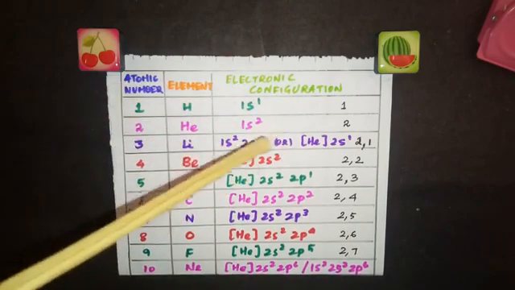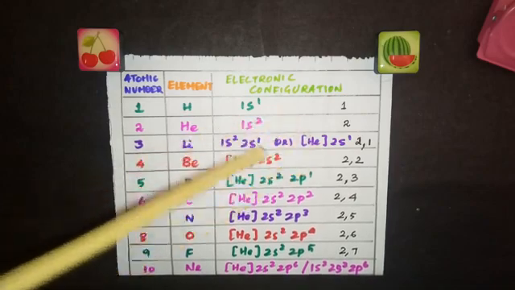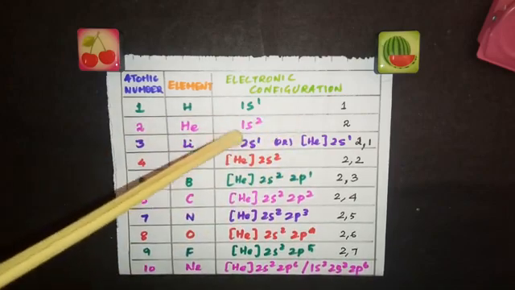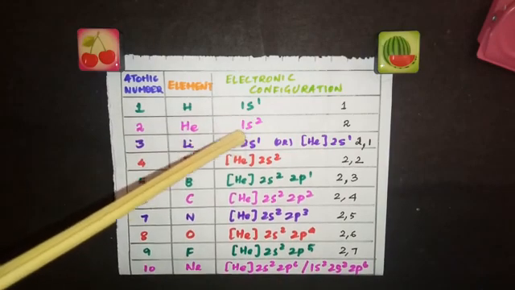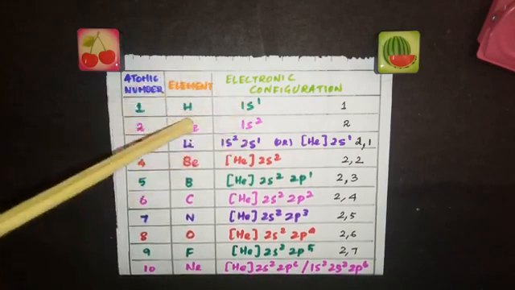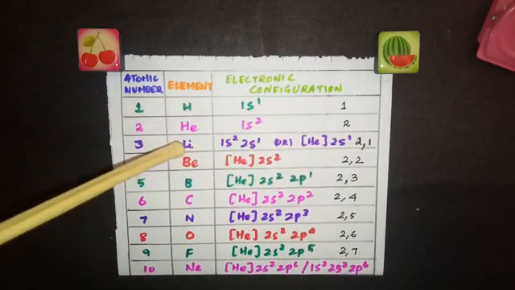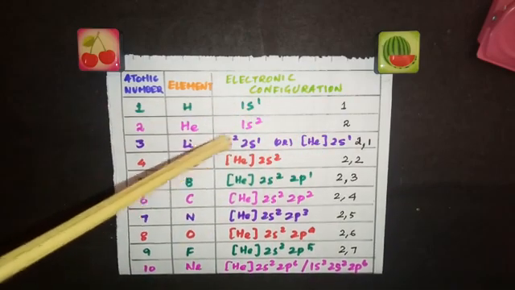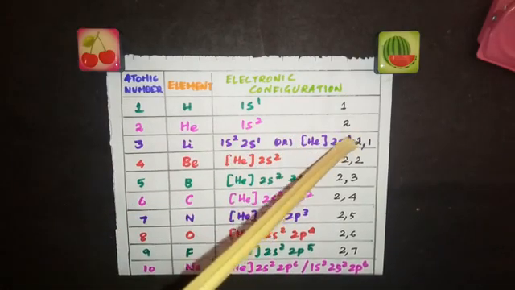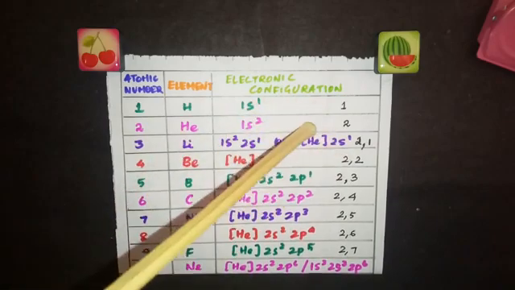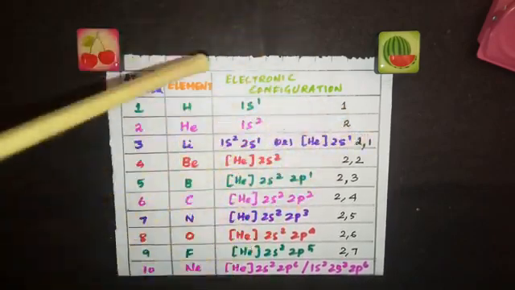And sometimes we use an easier way of writing this configuration. This 1s2 is the electronic configuration of helium. So instead of writing 1s2, you can just write the symbol of helium in brackets. So this represents 1s2. For lithium, it can be written either as 1s2, 2s1 or helium in brackets, 2s1. So for helium, 2 electrons, and for 2s, 1 electron, so totally 3 electrons.